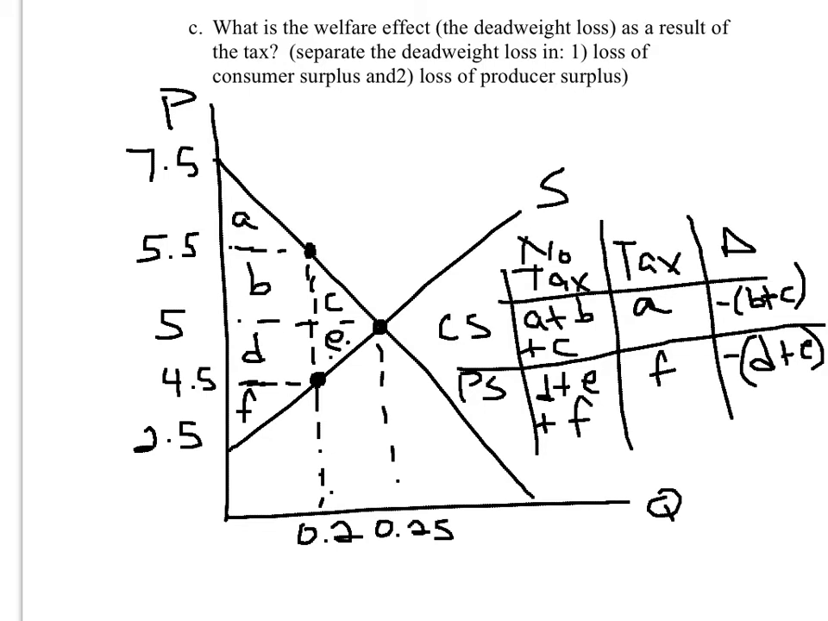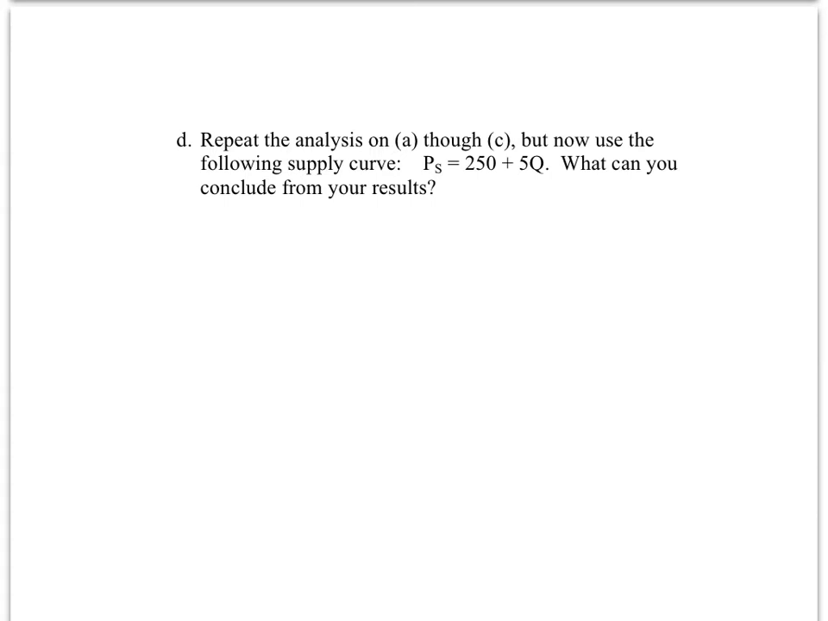Now notice that B plus D, this area right here, is actually government revenue. All right, so tax revenue is equal to B plus D, which is actually the tax, $1 times how many units are sold with the tax, which is 0.2. So really, if we assume that the government uses that money wisely, then the overall loss as a result of the tax is really area C plus E, and we call that a deadweight loss. Right, so that's the welfare effect of the tax.